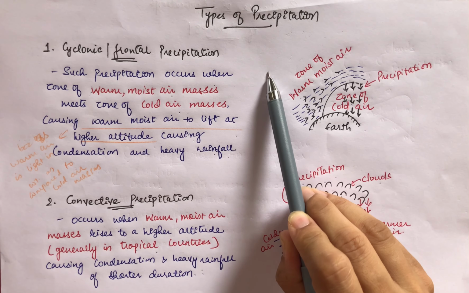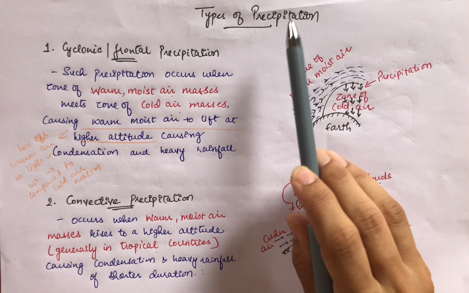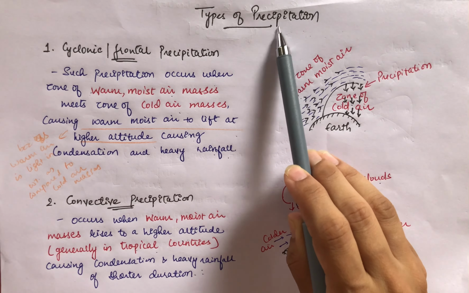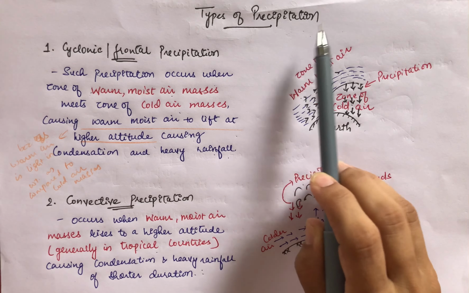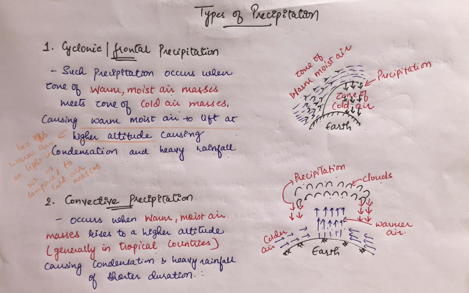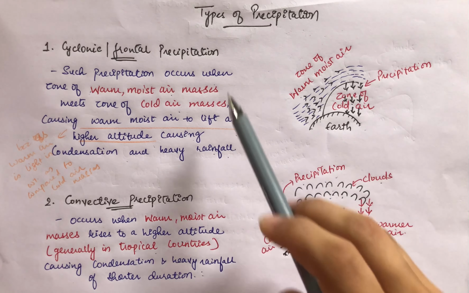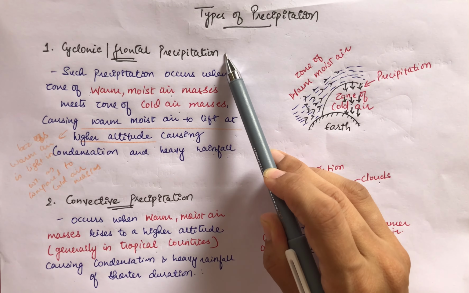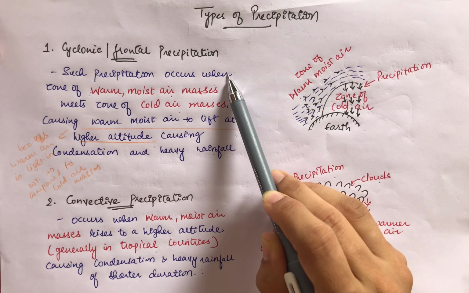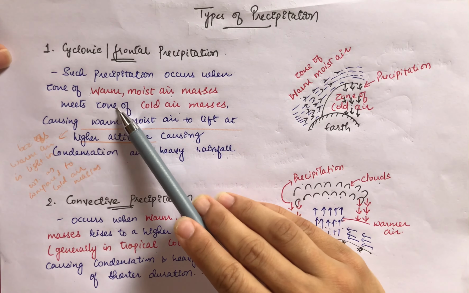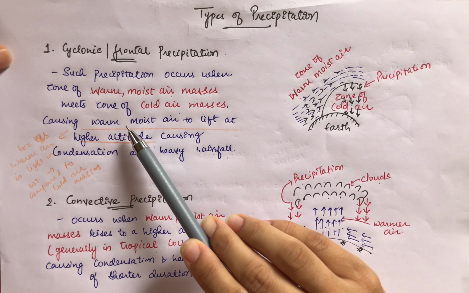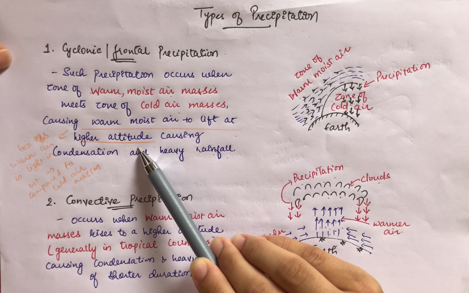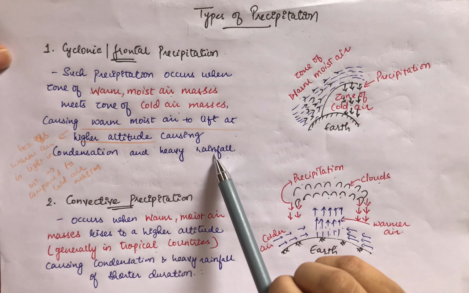Okay, so here today we are going to see the types of precipitation. The types of precipitation, or the classification of precipitation, is generally carried out depending upon the kind of uplifting of air masses that takes place in different conditions. Starting with the first type of precipitation, which is cyclonic or frontal precipitation. In this kind of precipitation, the warm moist air masses meet the zone of cold air masses, causing the warm air mass to lift to a higher altitude, resulting in condensation and heavy rainfall.